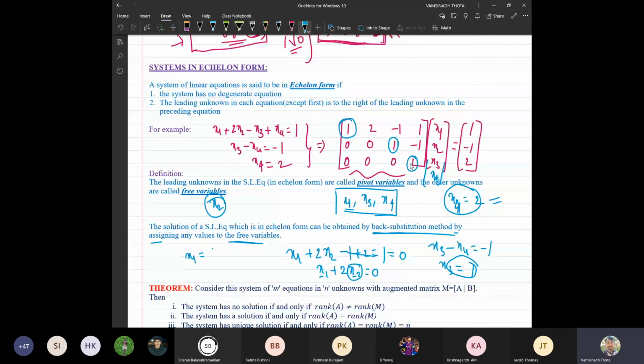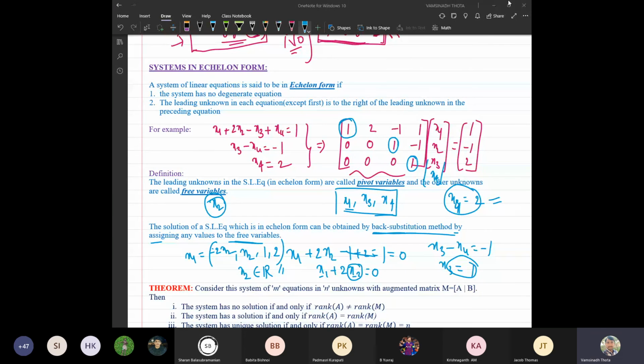So x1 is equal to minus 2x2, x2 is x2 only, and x3 has a fixed value 1, x4 has a fixed value 2. So now what about x2? x2 can be any real number, which basically says that this system will have an infinite number of solutions.